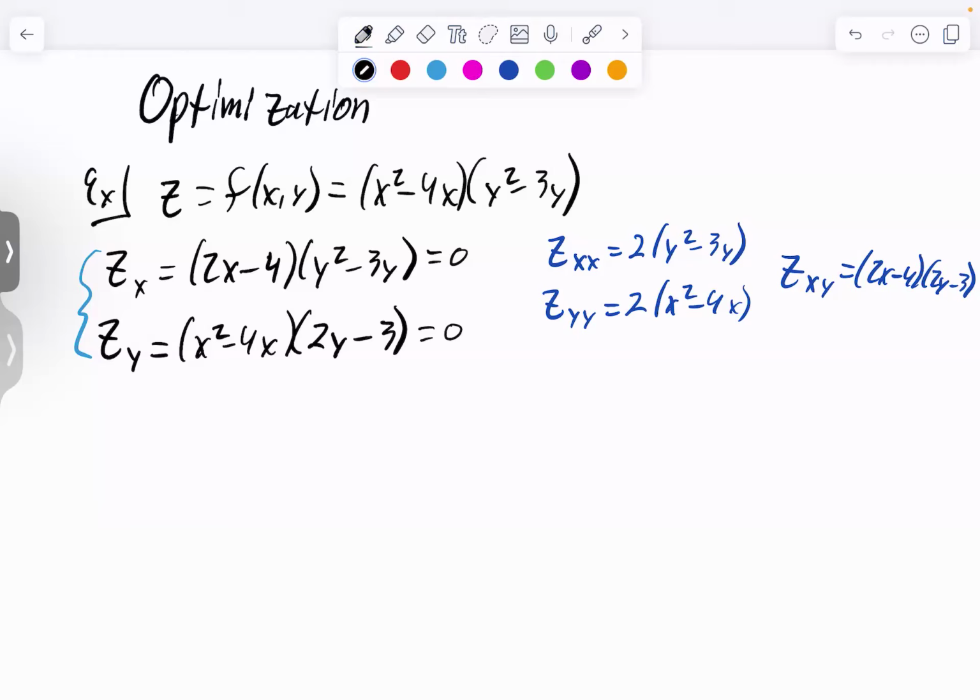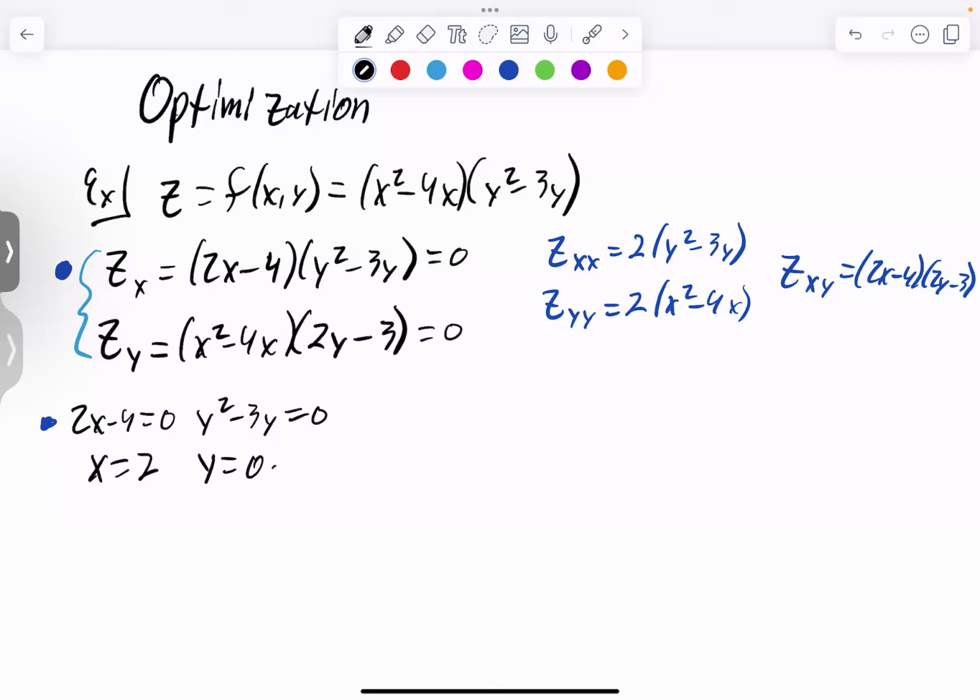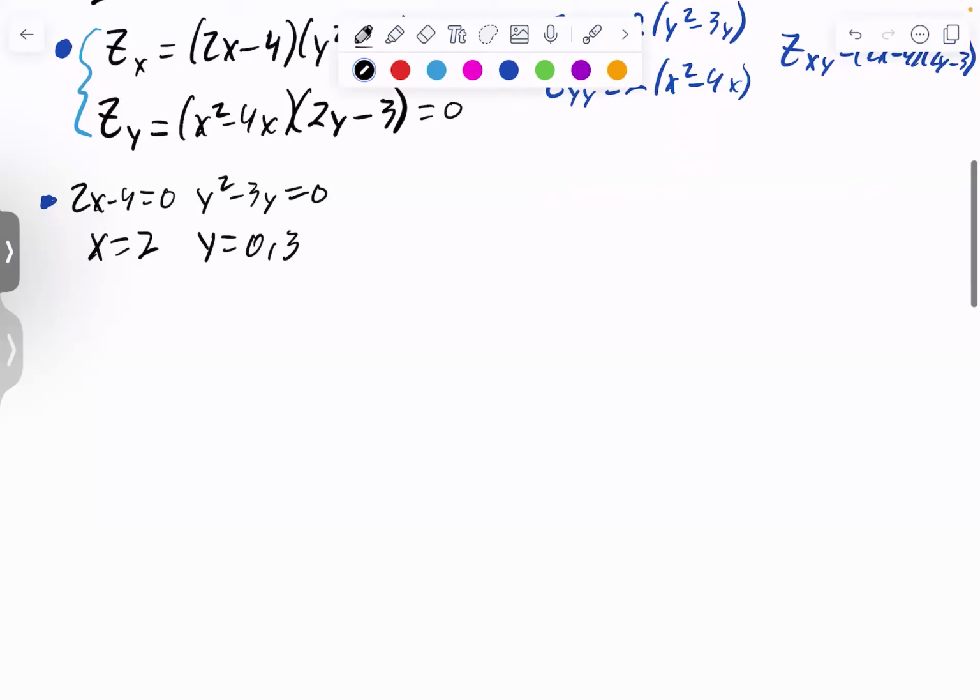And I'm going to note that for the z sub x, I'm going to get 2x minus 4 equals 0. Y squared minus 3y also equals 0. So let me color code this a little bit. So I'm going to deal with this first function here. So x is 2. Y, I factor a y out, and I get y equals 0 and 3. And we are going to explore all three of those possibilities. So let's start with x equals 2.